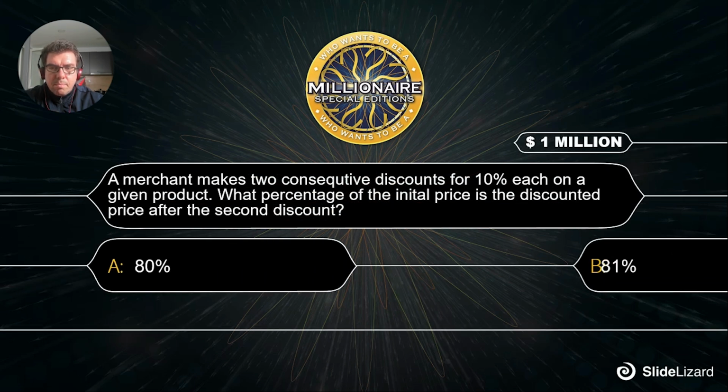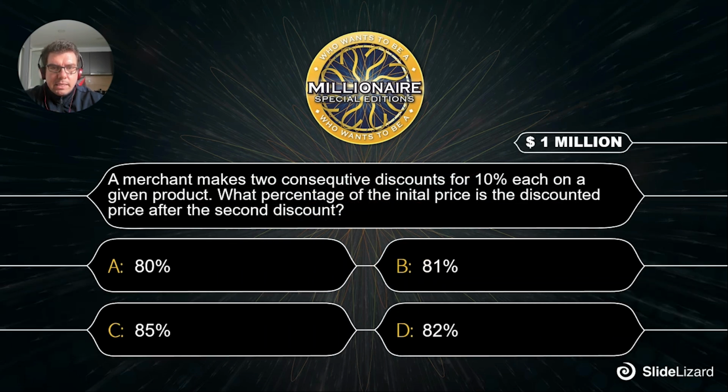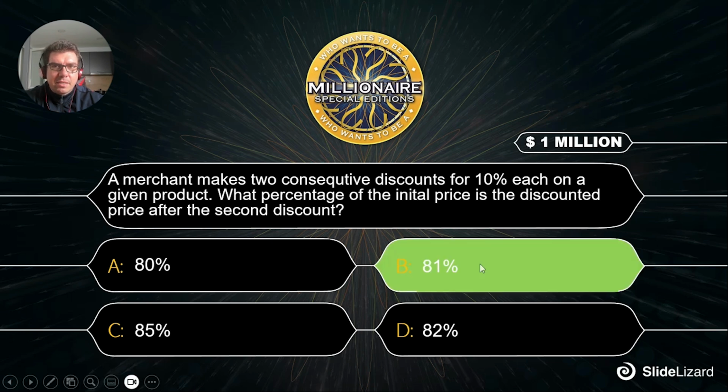A merchant makes 2 consecutive discounts of 10% each on a given product. What percentage of the initial price is the discounted price after the second discount? We've already solved this one. What is the answer? Okay. If you were paying attention, the answer is 81%. And I've already explained why.